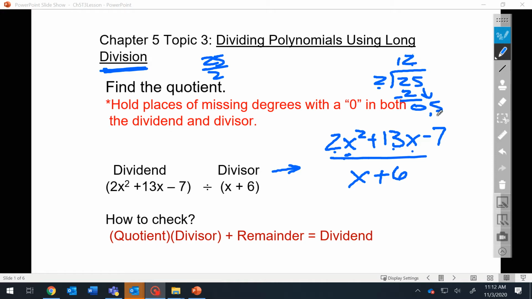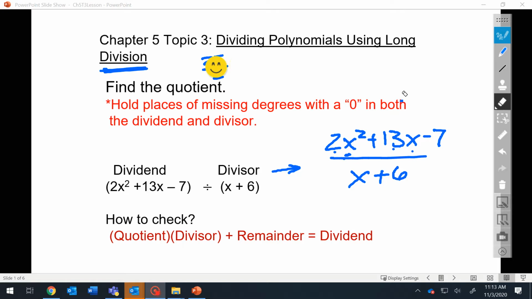It goes into it 2 times. 2 times 2 is 4. Then you subtract them, and so our remainder would be 1. We always write this with our remainder over our divisor, so it'd be 12 and 1/2. 2 goes into 25, 12.5 times. Well, this is actually very similar to the way division is done with polynomials at long division.